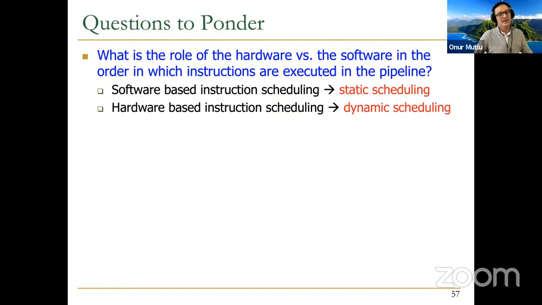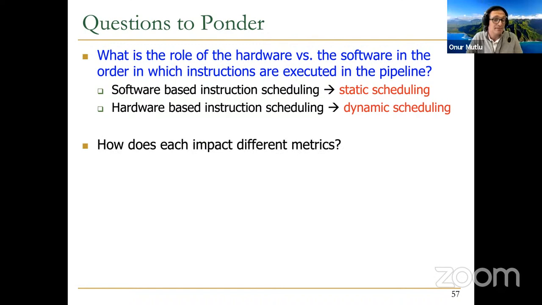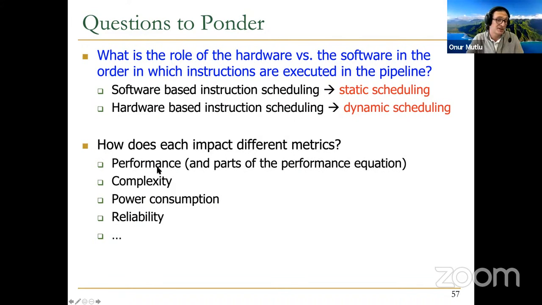Static means before runtime, let's say. It could be compile time. So how does each impact different metrics? We've already seen an example where the software inserted no-ops, right? Or it reordered the instructions. Clearly, there are very, very interesting things to examine here, which we don't have time to go into in detail. What is the effect on performance and parts of the performance equation?